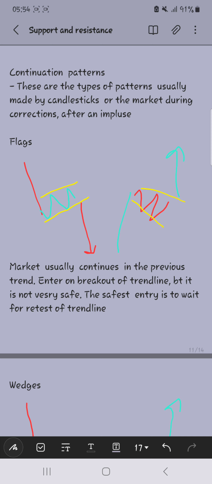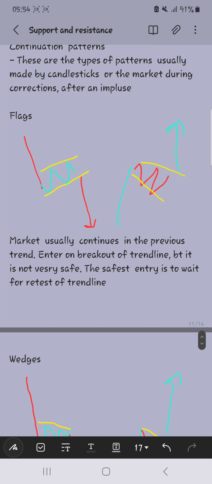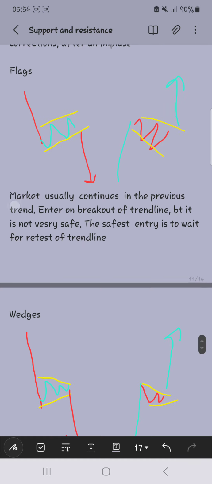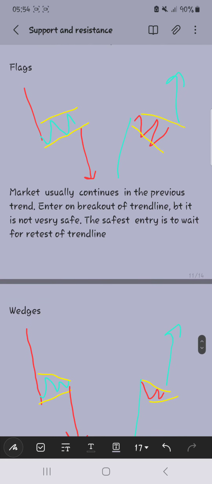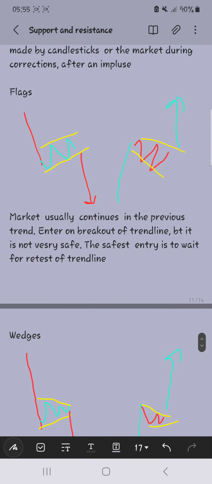So these continuation patterns over here are usually after an impulsive move, right? So these are the corrective manner that we were talking about previously. So that's what you have to look for. Over here you can get your entries on the breakout. You can enter either on the breakout, or you can wait for a breakout and the retest of that trend line, just the way that we're talking about how we trade trend lines, right?